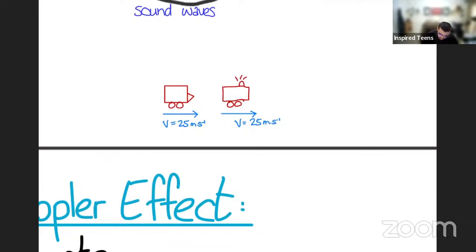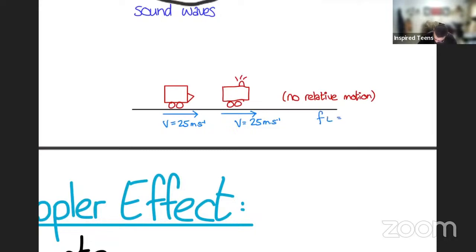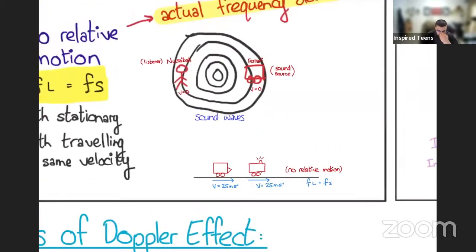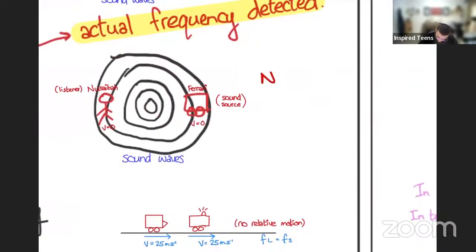But nevertheless, if they're traveling in the same direction on this road, and they're both traveling at the same speed, then we need to understand that here there is also no relative motion. So here the Doppler effect will not occur. Okay, and the frequency detected by the listener will be equal to the actual frequency emitted by the source. So the key thing to note here is no Doppler effect.